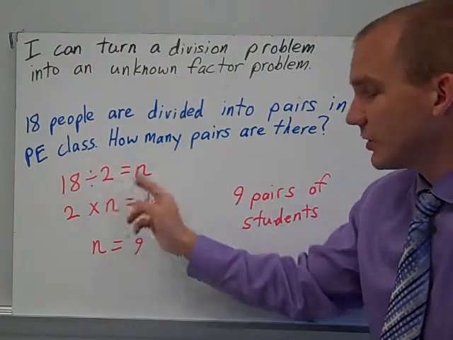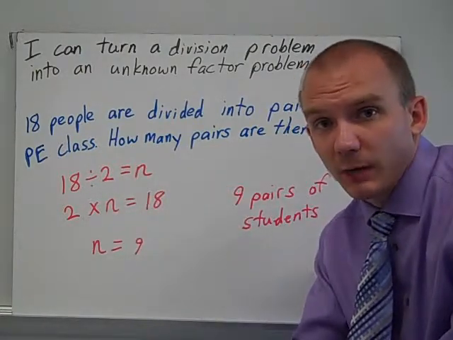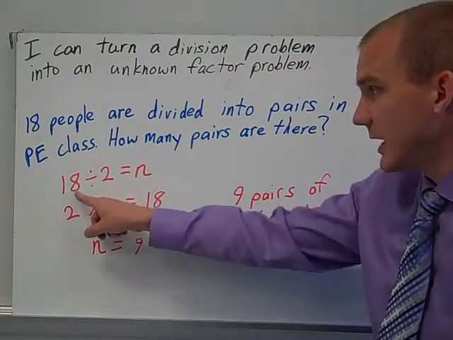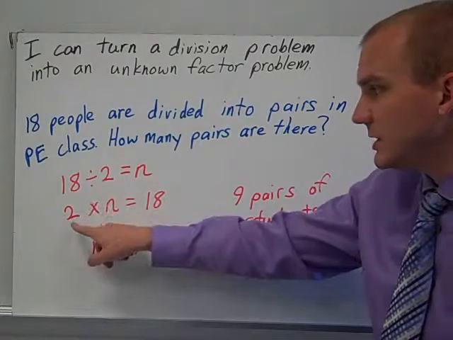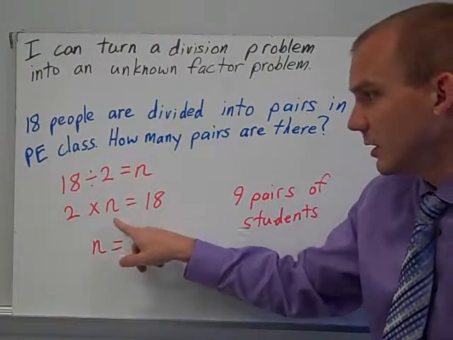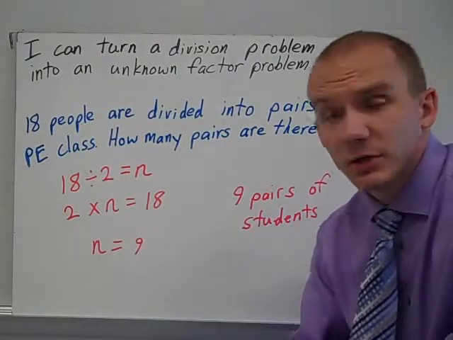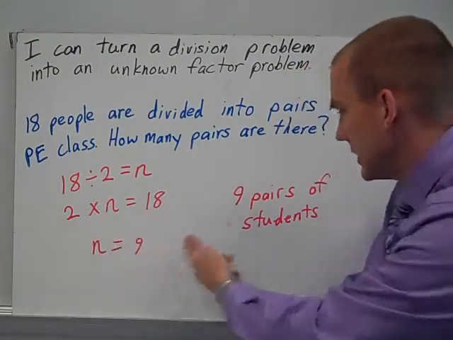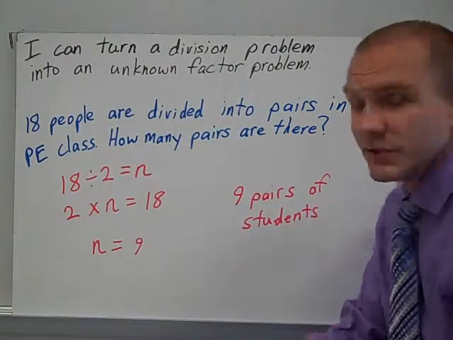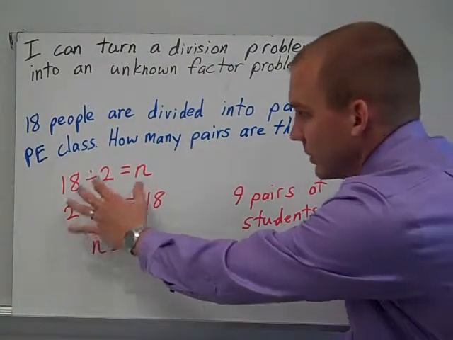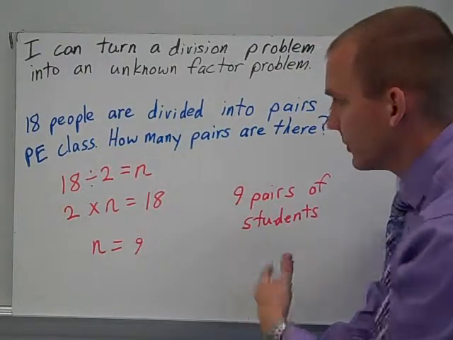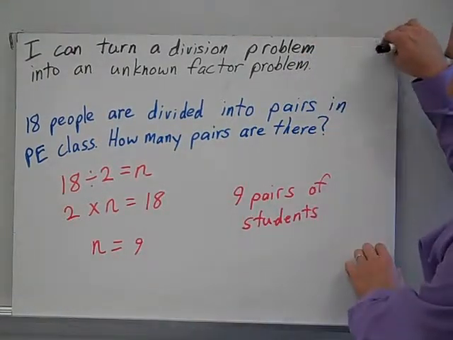Well, what we want to do is just turn this problem into a multiplication problem now with factors. So you have unknown factors. So instead of saying 18 divided by 2 equals n, you can say 2 times n equals 18. What number times 2 is going to get you 18? Well, that number is 9. 9 times 2 is 18. So that means that there's 9 pairs of students. And that's where you take the division, you swap it around to multiplication, and create your unknown factor problem.